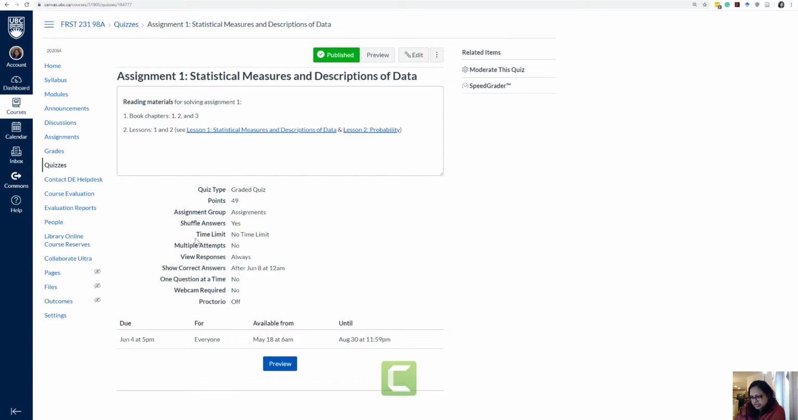So try to maintain the due date. You will see that I gave you enough time for the first assignment and first quiz so that you actually get to know this course, because this course is a self-learning course. It's a distance education course, so you have to read all those lessons and then work on solving those assignment problems.